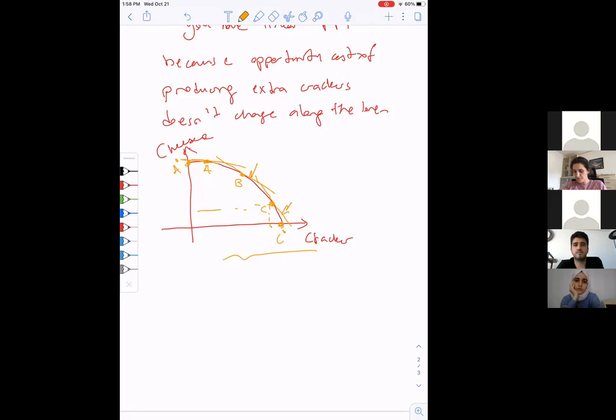Is it possible to produce outside of the production possibility frontier? How? Okay. Yeah, by trading, it's possible.